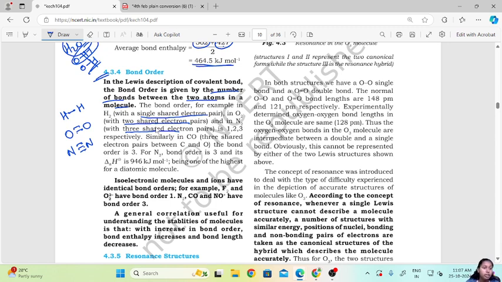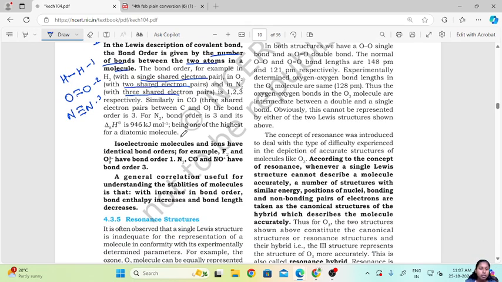So the bond order will be, for hydrogen 1, for oxygen 2, and for nitrogen 3. Now similarly in CO, carbon monoxide, there are 3 shared electron pairs between carbon and oxygen, similar to nitrogen. So the bond order is 3. The number of bonds that are formed is basically your bond order.